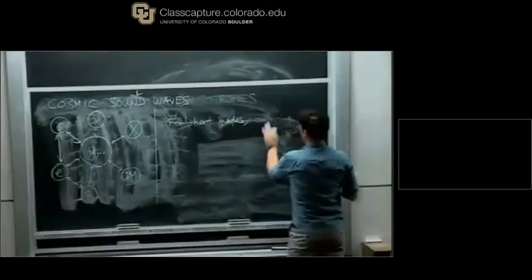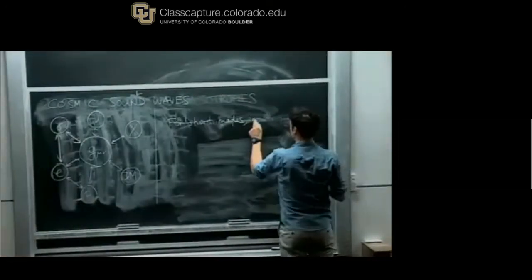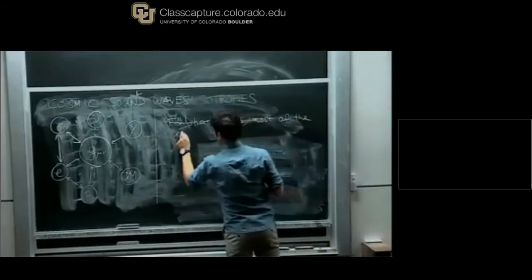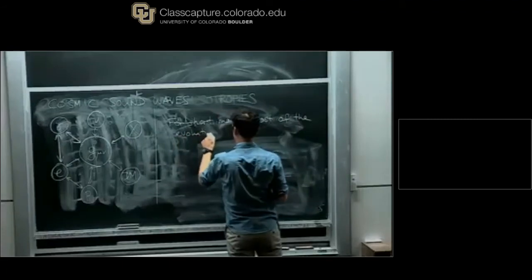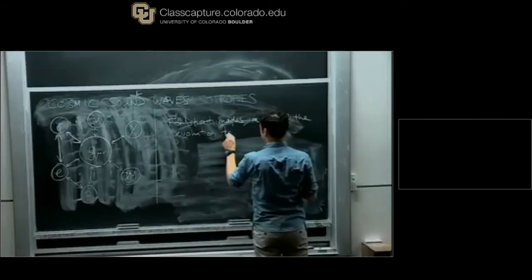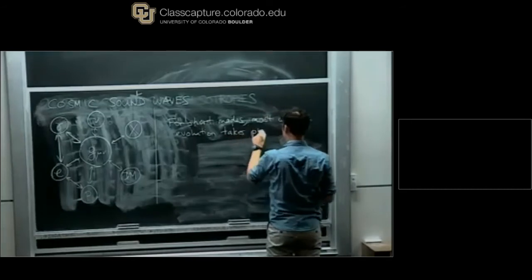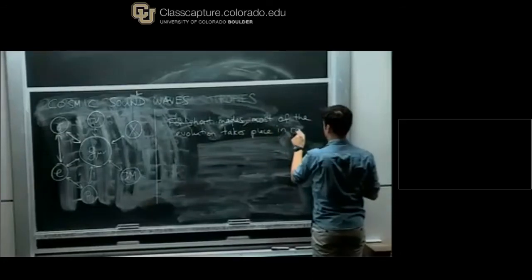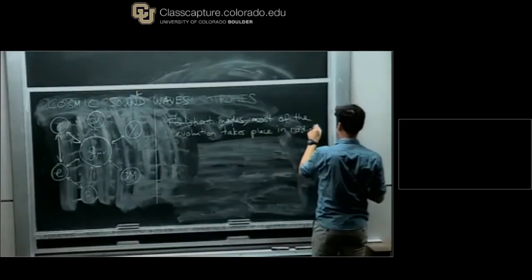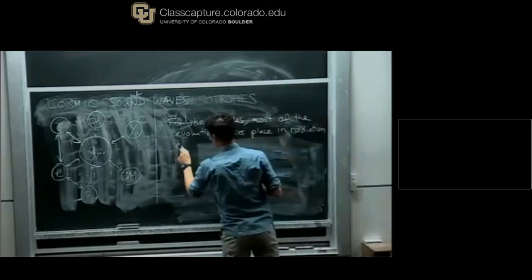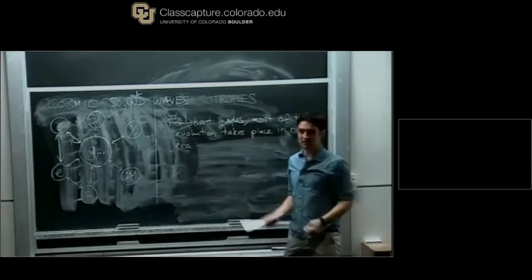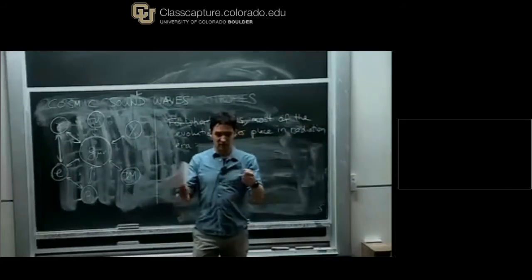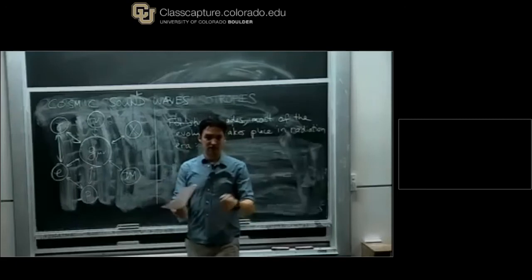What's true for short modes is that most of the evolution takes place when the universe was radiation dominated, so it takes place in the radiation era. There's an important fact that short wavelength fluctuations enter the horizon earlier, and so therefore they spend more time inside of the horizon during the radiation-dominated era.